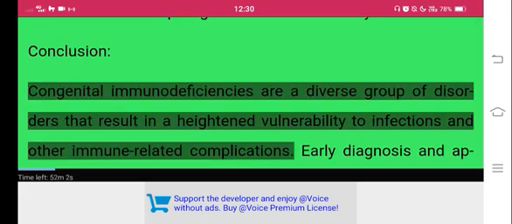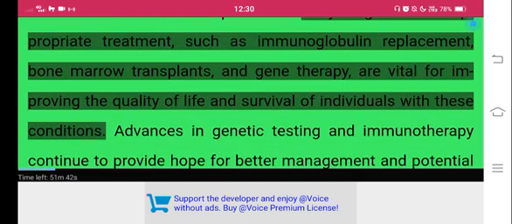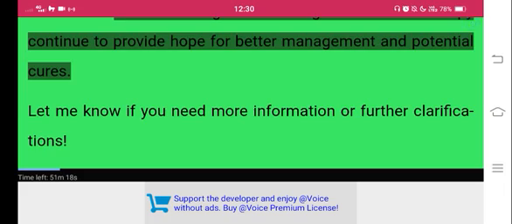Conclusion. Congenital immunodeficiencies are a diverse group of disorders that result in a heightened vulnerability to infections and other immune-related complications. Early diagnosis and appropriate treatment, such as immunoglobulin replacement, bone marrow transplants, and gene therapy, are vital for improving the quality of life and survival of individuals with these conditions. Advances in genetic testing and immunotherapy continue to provide hope for better management and potential cures.